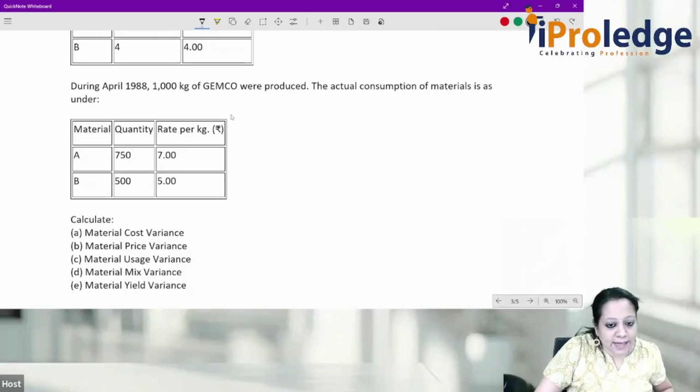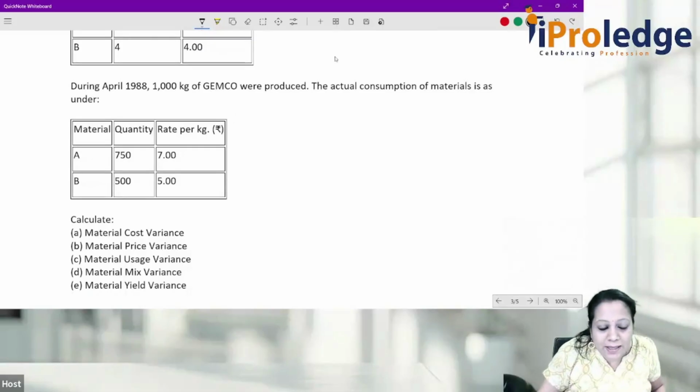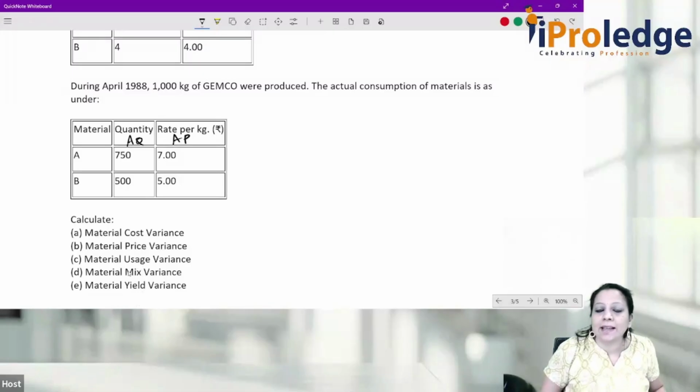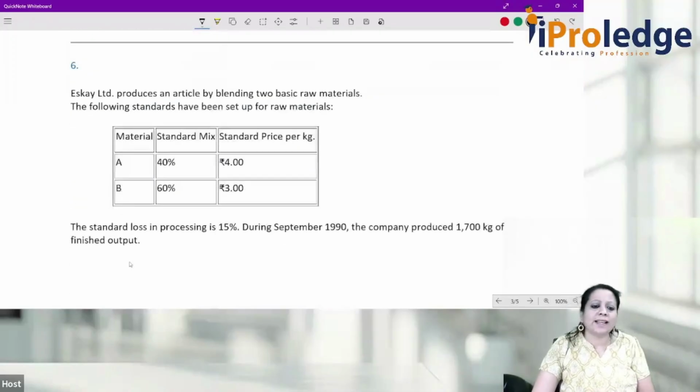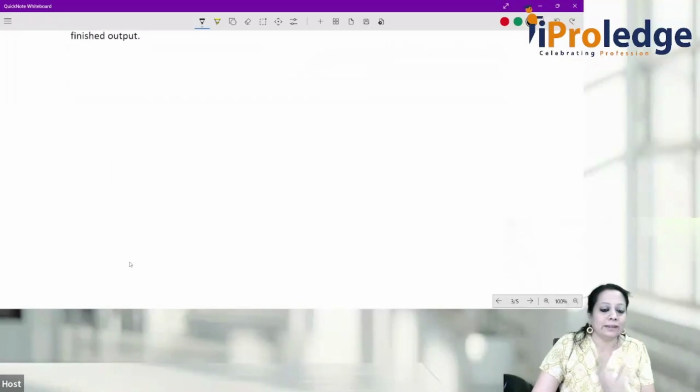During April 1988, 1000 kgs were produced. So the actual consumption of materials, can I call it actual quantity and actual price? Yes. Calculate all the material variances. I have given a simple problem to start with so that we understand the concept. Then we will go to exam standard problems. But don't think this cannot come for 7 marks. Obviously, they can ask such a question also. As I've always told, 33% will be simple, 33% medium, 33% difficult. We should prepare for all three levels.